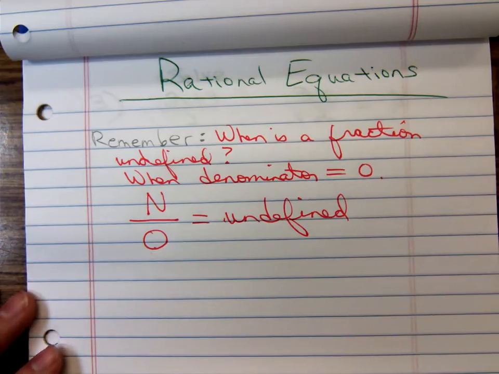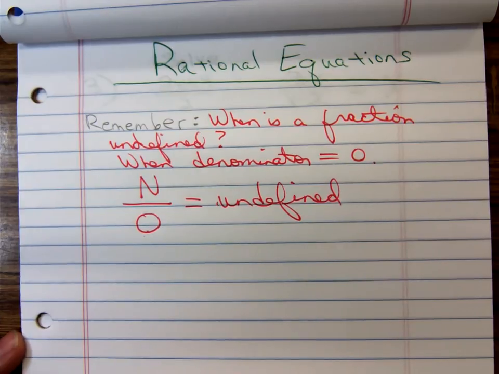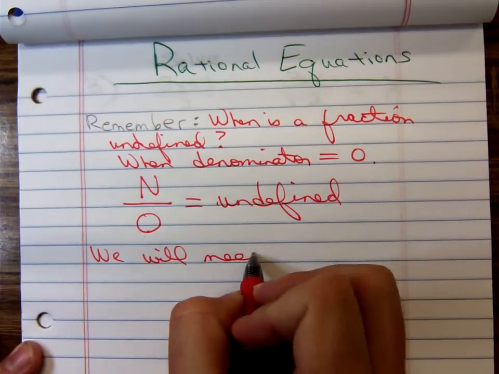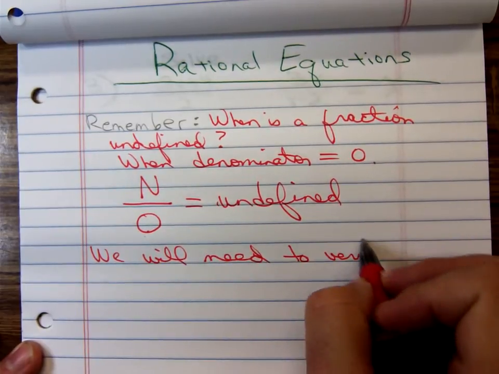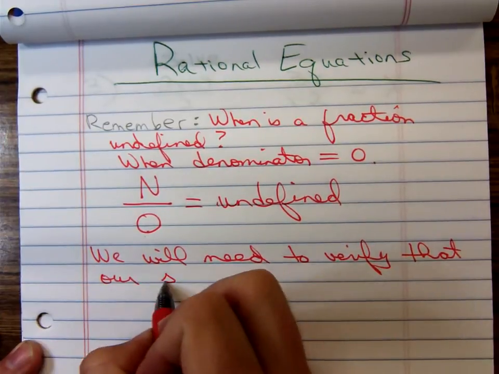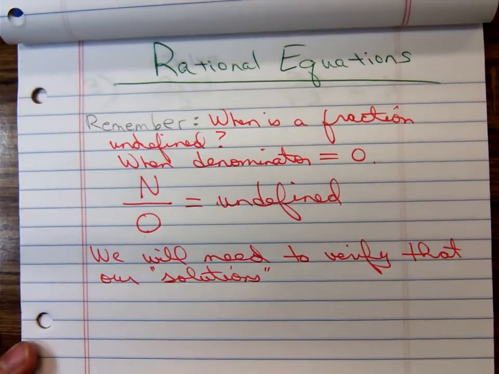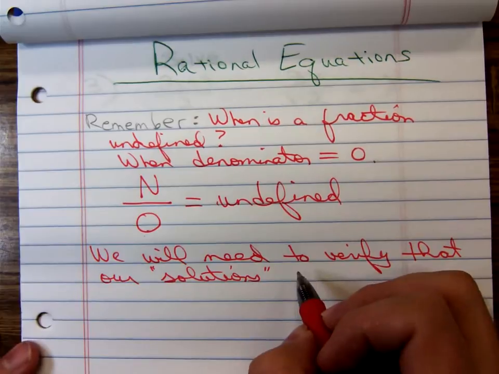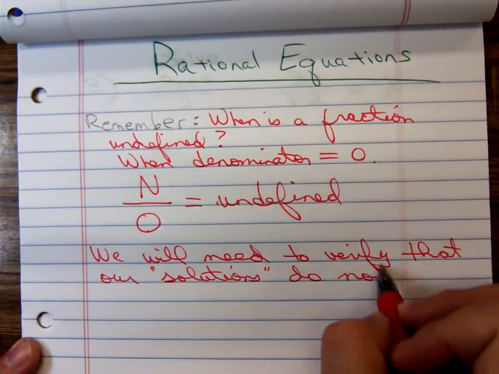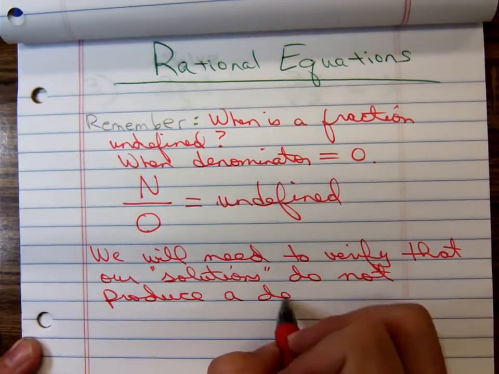So once we think we have the solution to the equation, we're going to have to check. We will need to verify that our solutions, notice I'm putting solutions in quotation marks, the numbers that we get that we think are solutions, I should say, do not produce a denominator of 0.